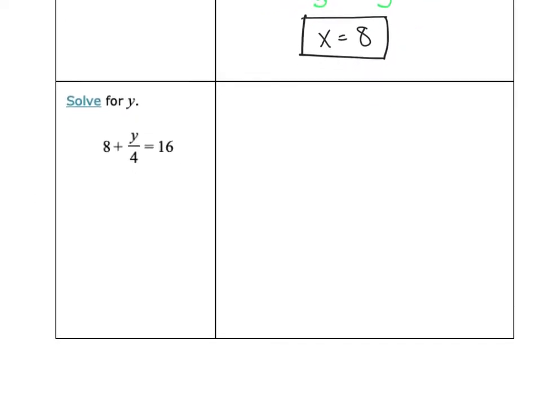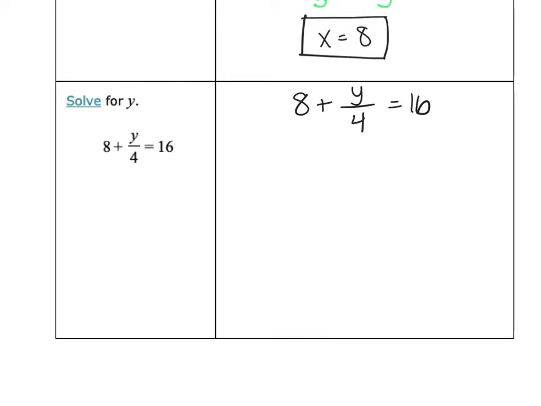In our next example, it's a little bit different. I'm going to rewrite the problem here. We have 8 plus y divided by 4 is equal to 16. In this example, notice that the entire equation is not divided by 4. Just the y is divided by 4. So this is your typical two-step equation.